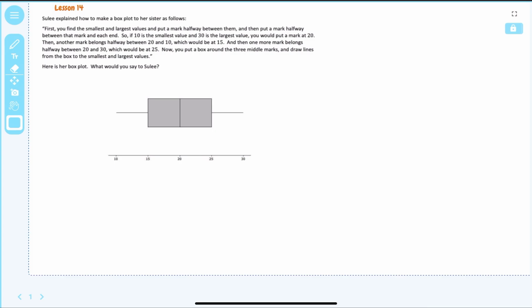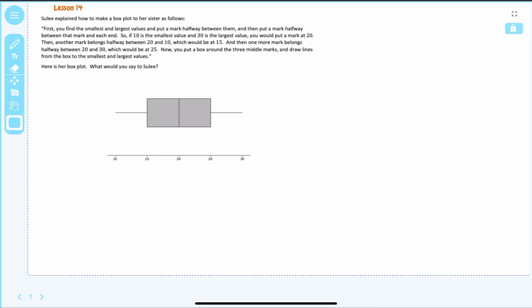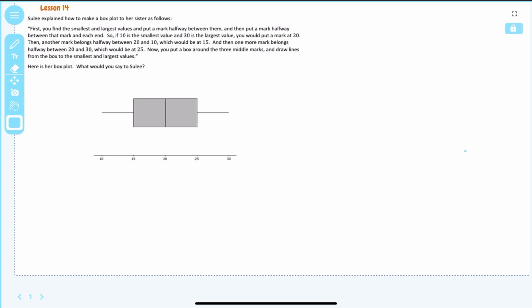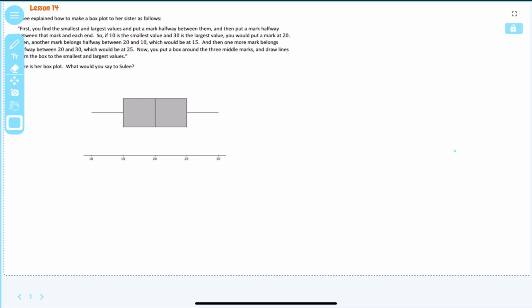Now, you put a box around three middle marks and draw lines from the box to the smallest and largest values. Here is her box plot. What would you say to Sue Lee? What would you say to her? Is she correct?